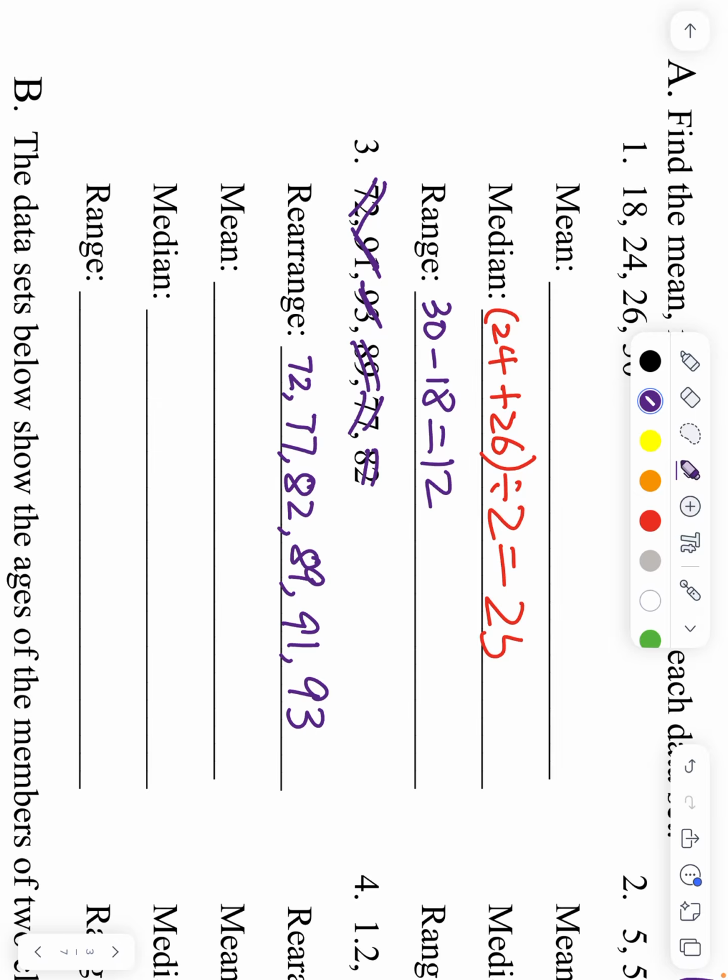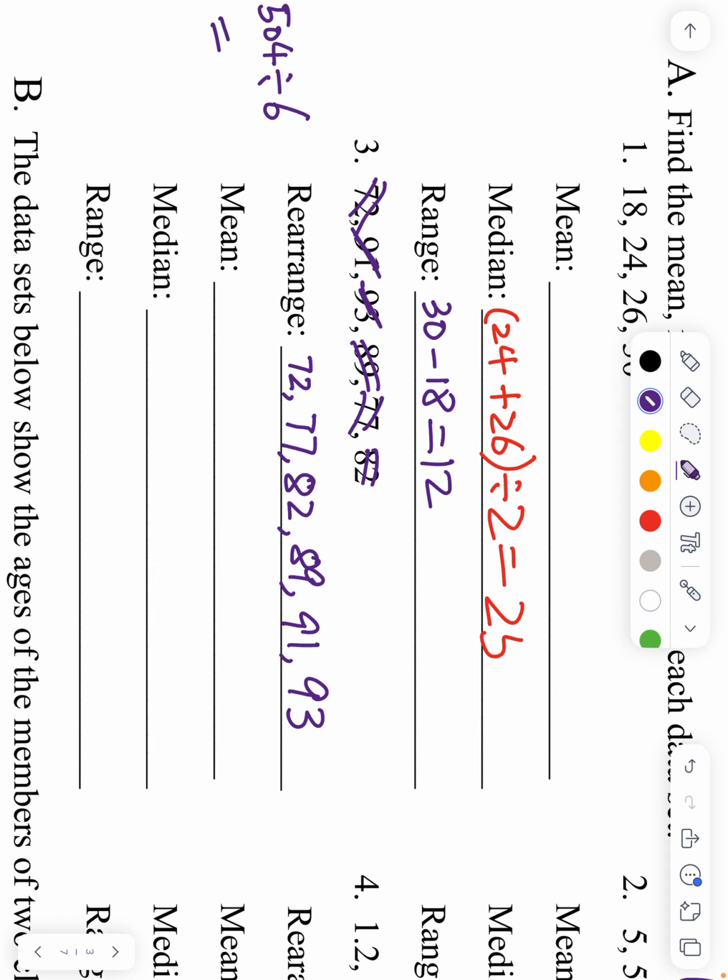Now we have to find the mean, so we add all the numbers together: 72, add 77, add 82, using the calculator, 89 plus 91 plus 93. This equals 504. So 504 divided by how many numbers? 6, right? 1, 2, 3, 4, 5, 6. Yeah, 504 divided by 6.